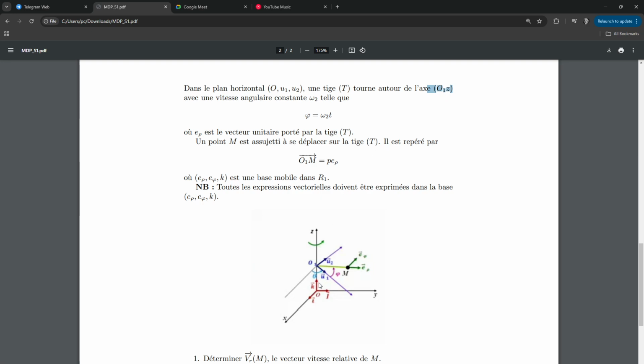So here there's a tige in the plane U1, U2. This green part here represents the tige, where the point M is on the tige. So this same tige also turns in this plane, with an angular velocity of ω2.